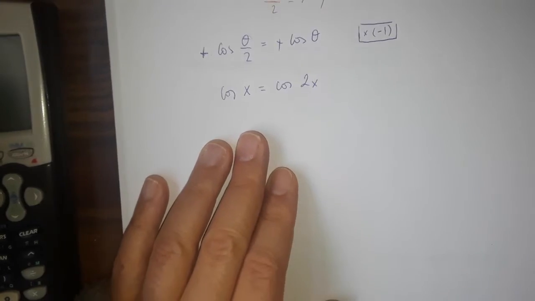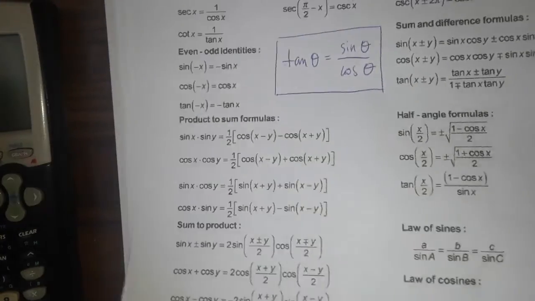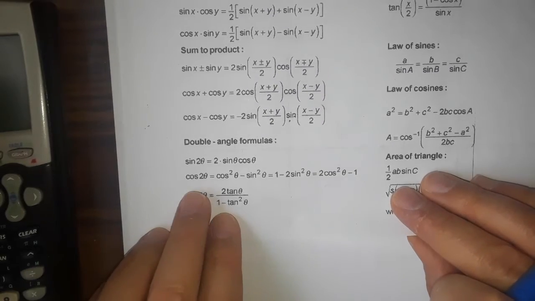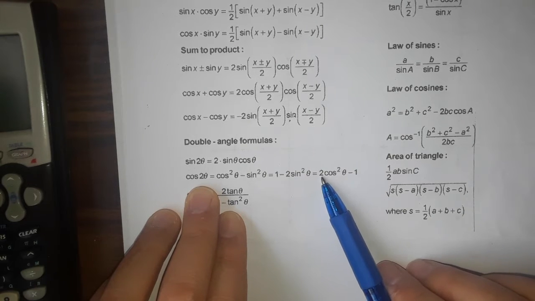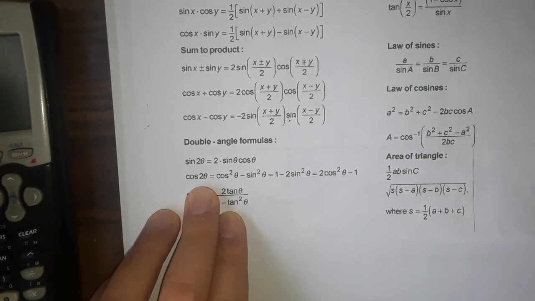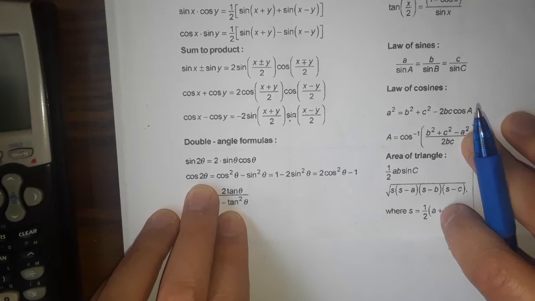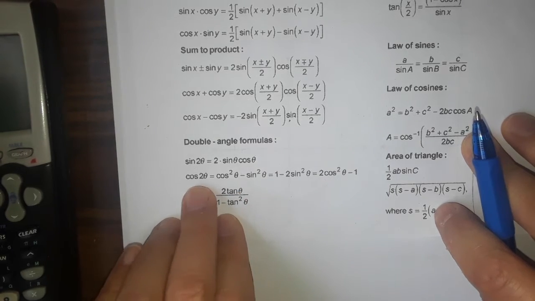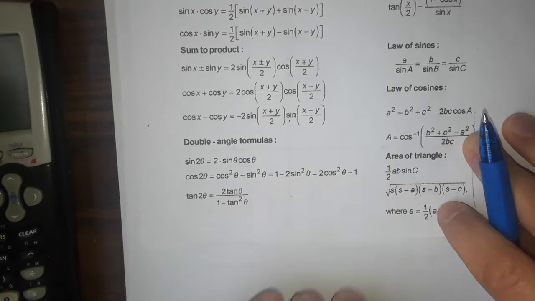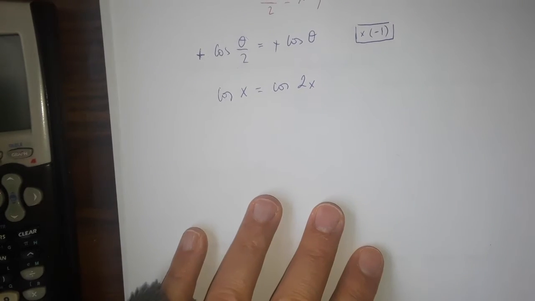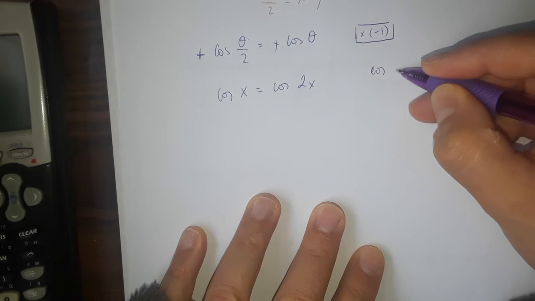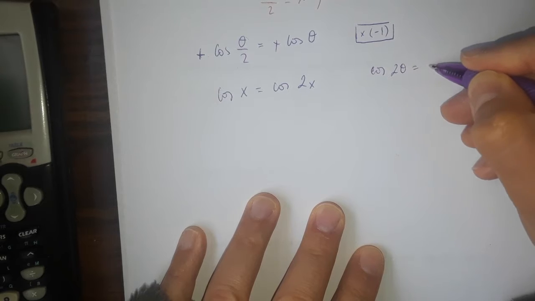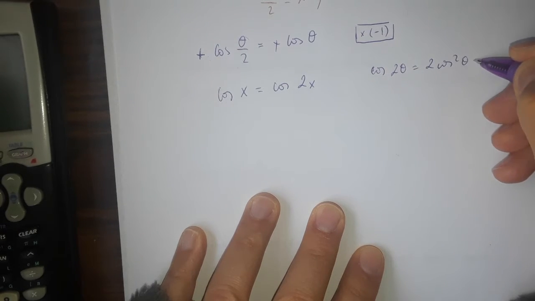Now that I have this, I can use the identities, the double angle formulas, and for the cosine of 2 theta or 2x, I can rewrite this as 2 cosine squared. I'm trying to just write an equation with only cosines, okay? That's what I want to do. So again, cosine of 2 theta equals 2 cosine square of theta minus 1. So I'm going to write it in here. We have this identity. We have cosine of 2 theta equals 2 cosine square theta minus 1.